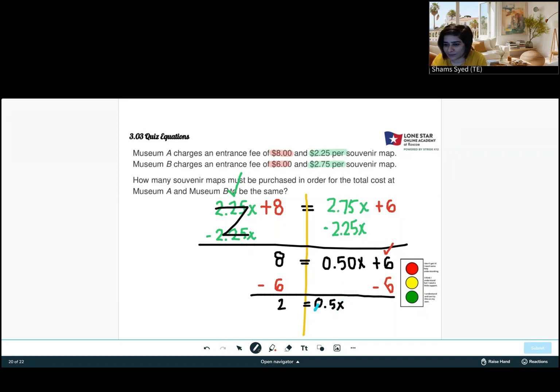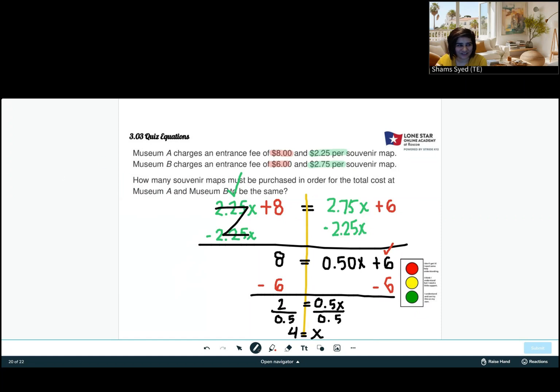In order to get x by itself, you should divide both sides by 0.50. Tell me how much is your answer. Use your calculator. 2 divided by 0.5. This is how the fraction in the calculator should look. 2 divided by 0.5 is going to be 4. Right? It's going to be 4 equals x. So x equals 4. 4 souvenirs were sold so that the total cost for each is the same.